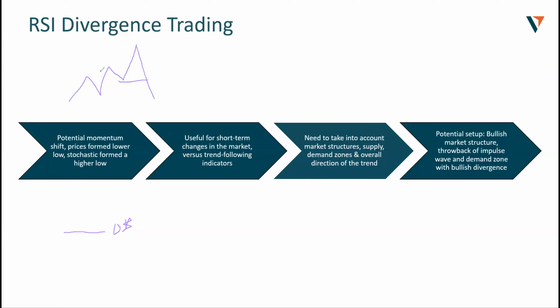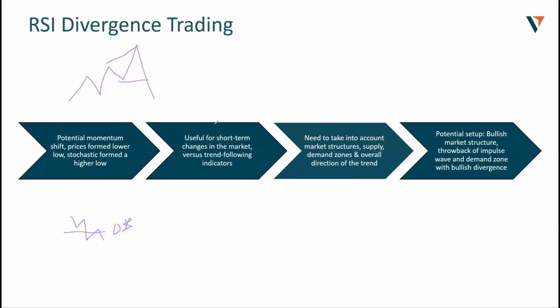So price continues forming your higher highs, but on RSI, it's actually forming a lower high. So this is the first sign of a change in momentum here. This is bearish divergence. Essentially, the concept behind this is that prices are continuing to form higher highs, you have enough buyers to push price higher, but your momentum is starting to slow down.